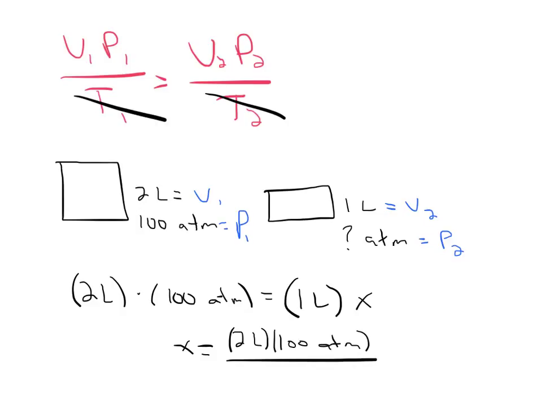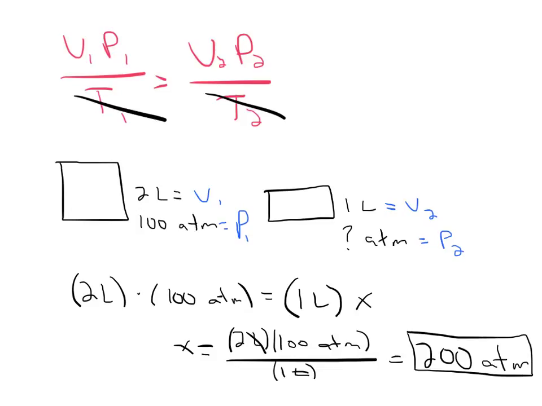And here again, it's why it's important that the variable that you have on both sides has to be in the same unit. So now we see the units of liters cancel, and we're left with just the units of pressure. So 2 times 100 gives us a total pressure of 200 ATM. And that is a Boyle's Law problem.